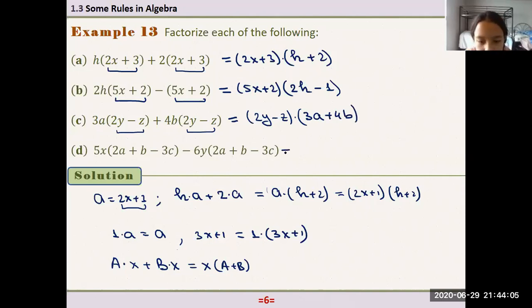Okay. In a similar way, in the last example, as you see, these things are the same. It's like a times x minus b times x. So if you just take this out, what do we have here? 2a plus b minus 3c times what we have here? 5x minus 6y.